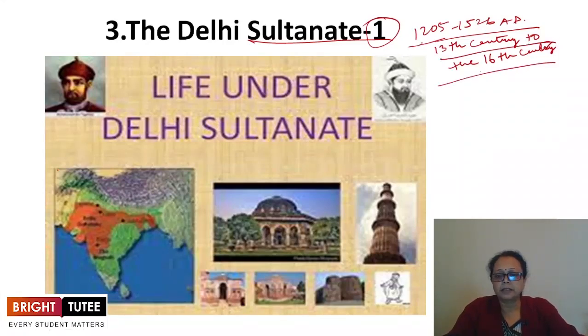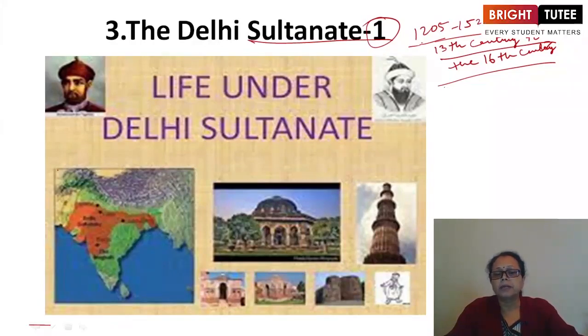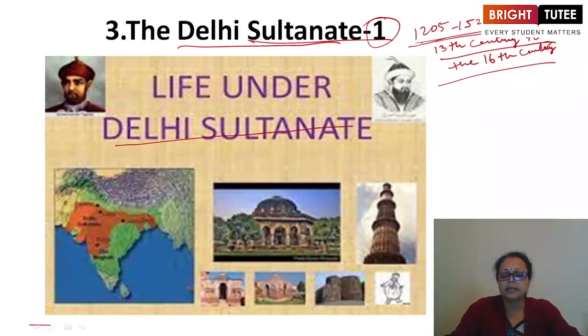How did they enter our country? What were their contributions? How were they ruling over India? The monumental art and architecture, their administration. Many of the rulers have been mentioned here under the heading of Delhi Sultanate. So this period between the 13th and the 16th century, 1205 to 1526, is known in Indian history as the period of the Delhi Sultanate.